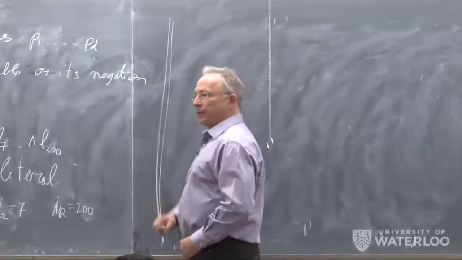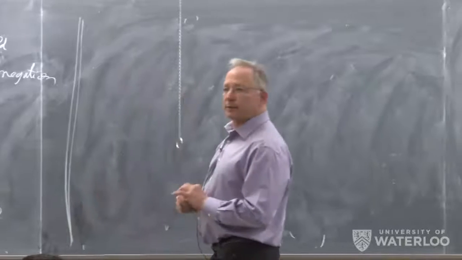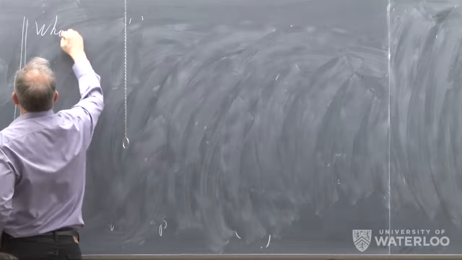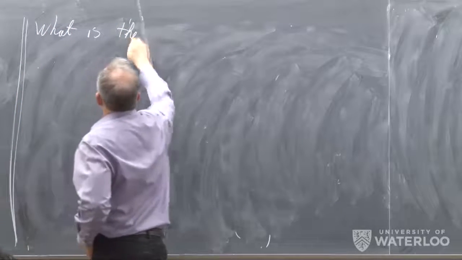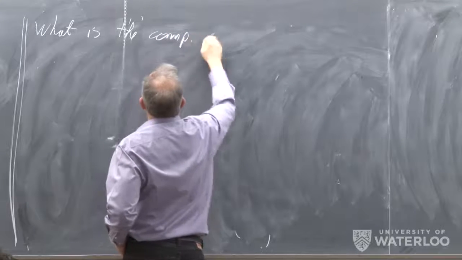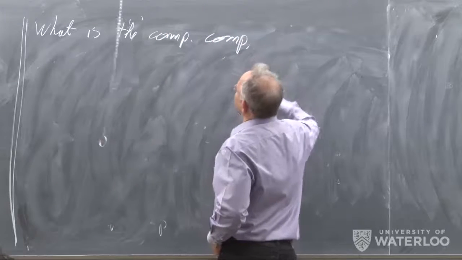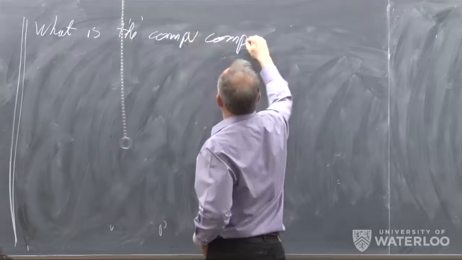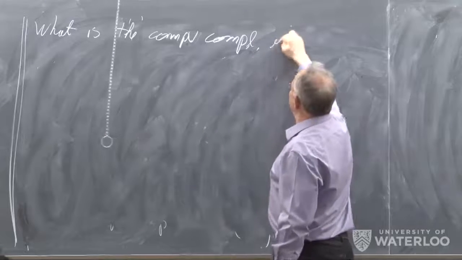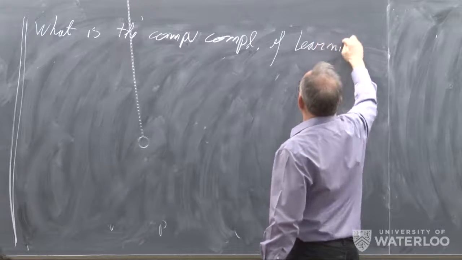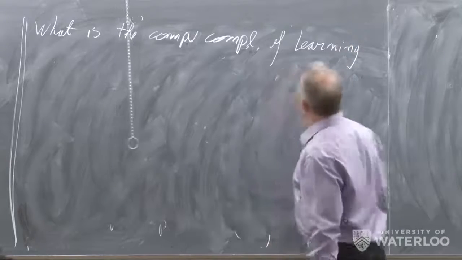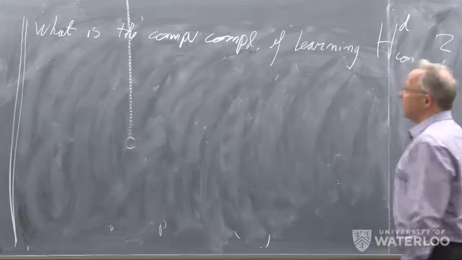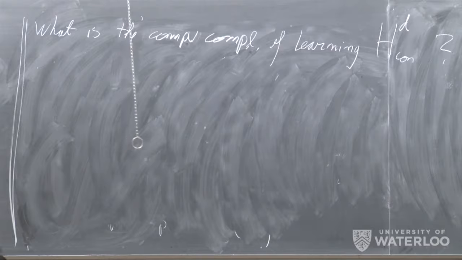Okay, now we want to learn it, and we're going to do a very similar analysis to what we did before. So what is the computational complexity of learning this class, which we call H con over d variables? Sorry, we have to do something to distinguish these two, right?